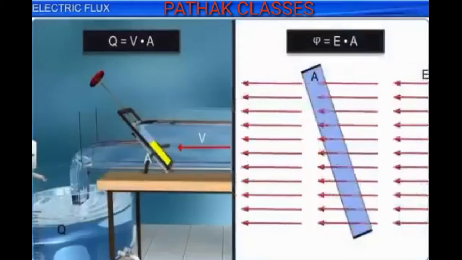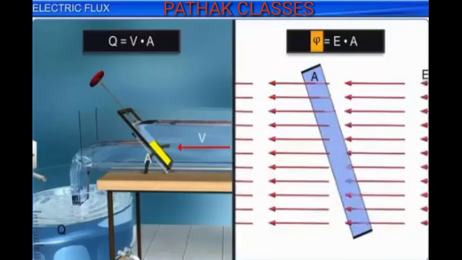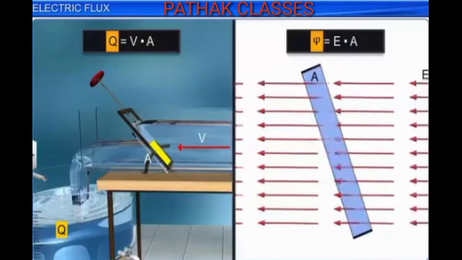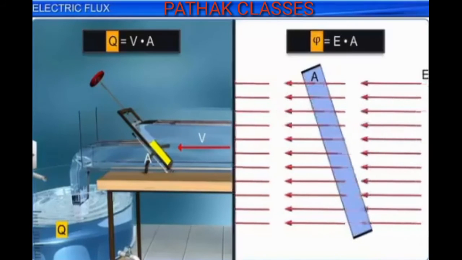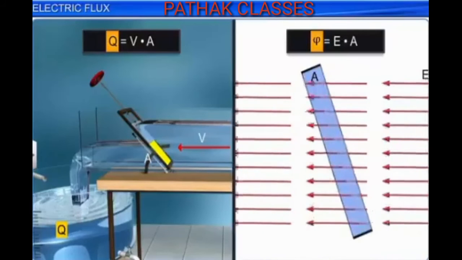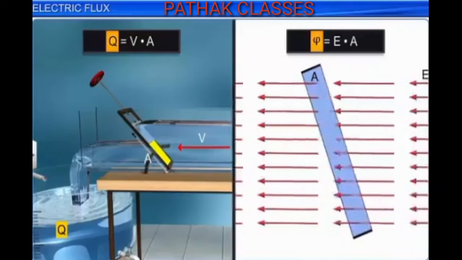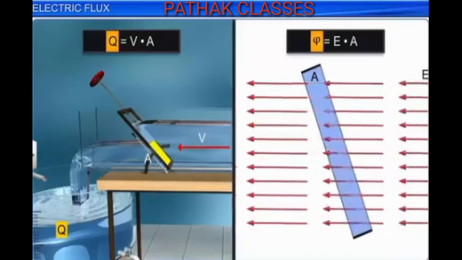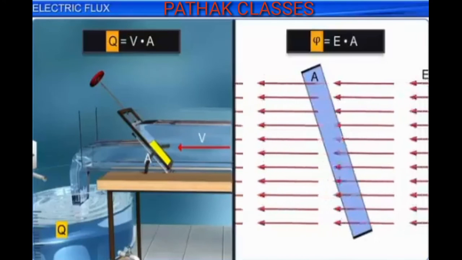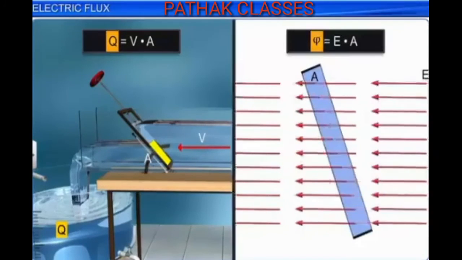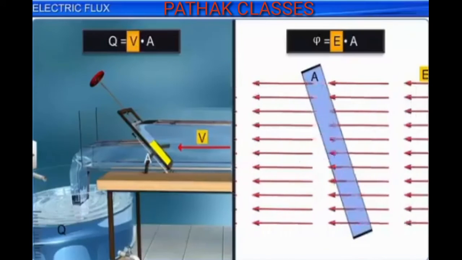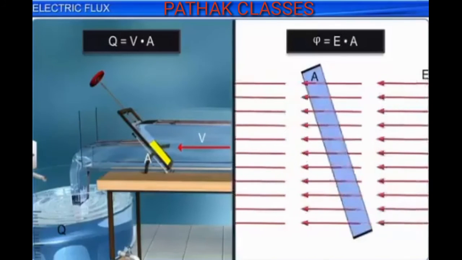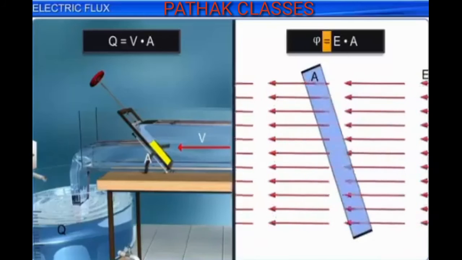Electric flux, phi, is analogous to Q of water. Like Q, phi is also a scalar quantity. However, unlike in Q, where there is flow of water, nothing flows in electric flux. There are only imaginary electric lines of force that cut across the area. Uniform electric field E is analogous to the velocity of water v. Mathematically, we can write the equation as phi is equal to the dot product of E and A.